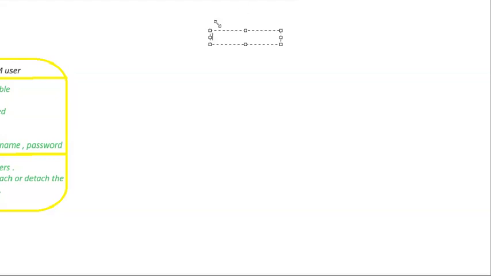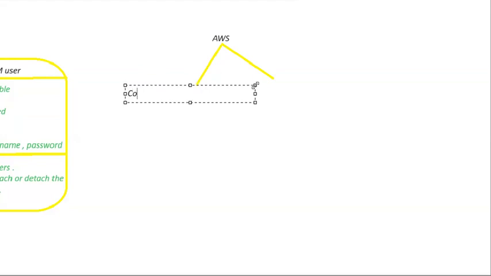Let's say this is my AWS. How many ways can I access this AWS? I can access this AWS in two ways. What are the two ways? One of the ways is by using console access. By using console access, I can access my AWS.